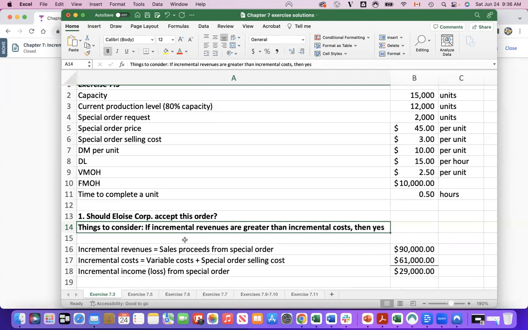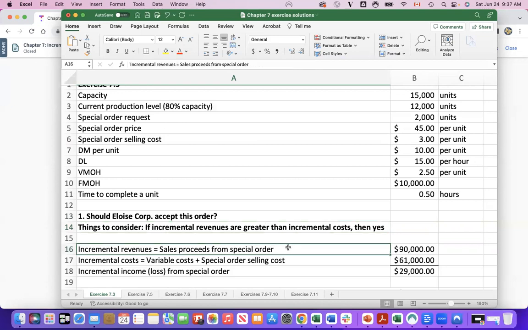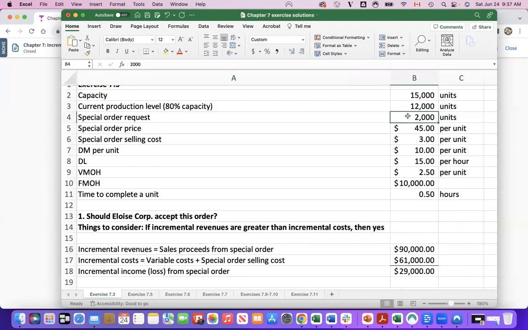So we have to calculate those incremental revenues, those additional revenues we would generate by fulfilling this order, and we compare it to the additional costs we would incur by also fulfilling this order. So incremental revenues, it's pretty straightforward. It's the amount of units that are related to this special order, which in this case is 2,000 units, multiplied by the special order price, which we were offered $45 per unit. So if you multiply the two together, our incremental revenues would be $90,000.